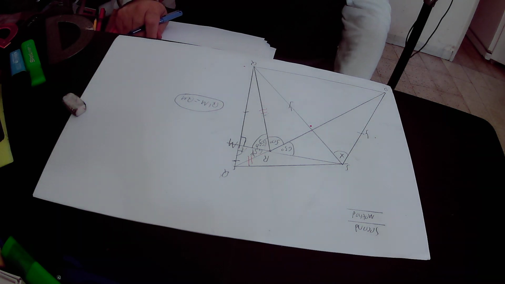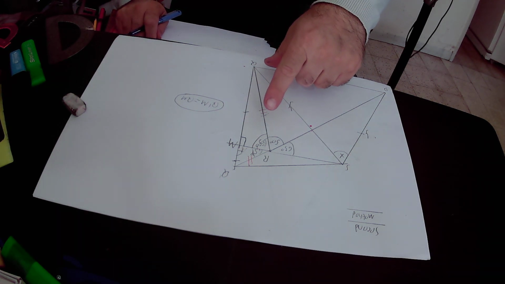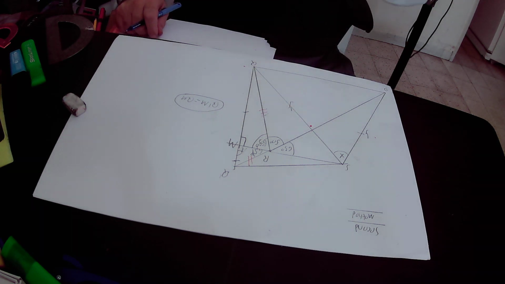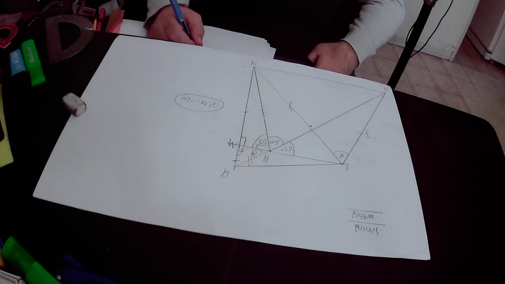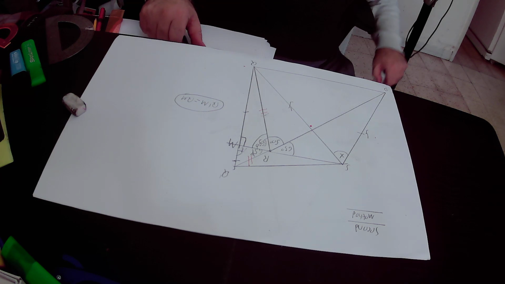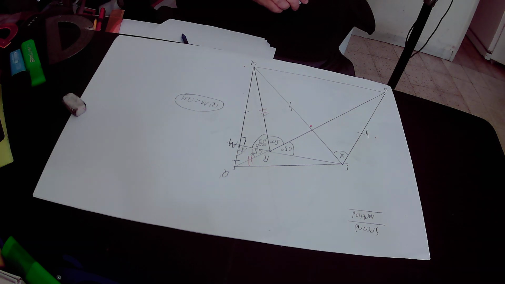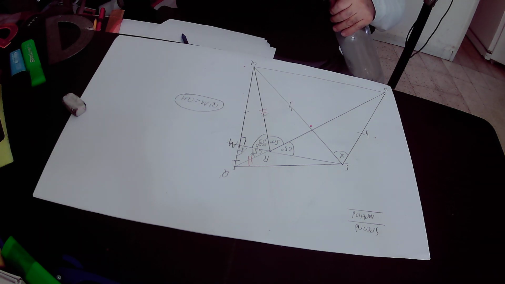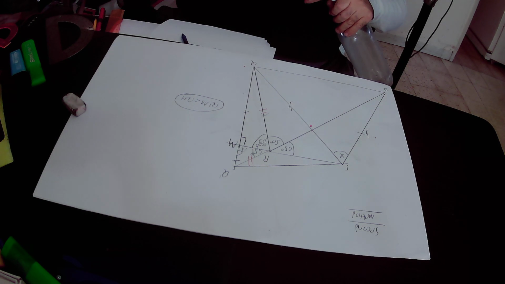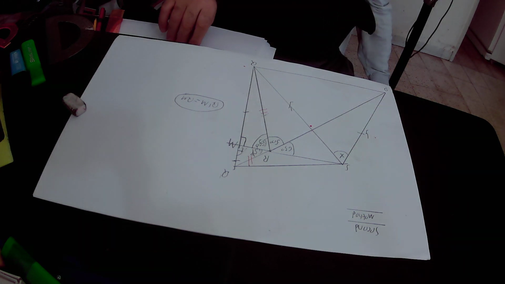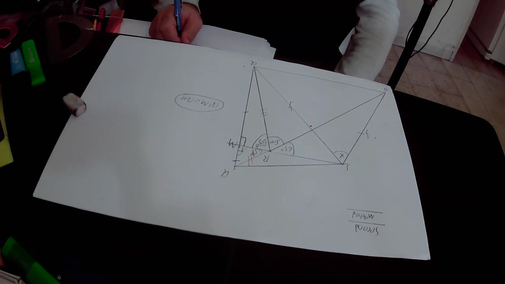First of all, we know that QM equals Q'M according to our construction. QM is equal to Q'M according to our construction.